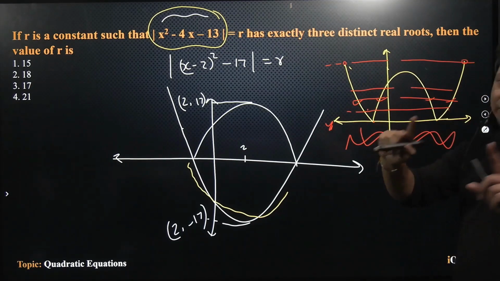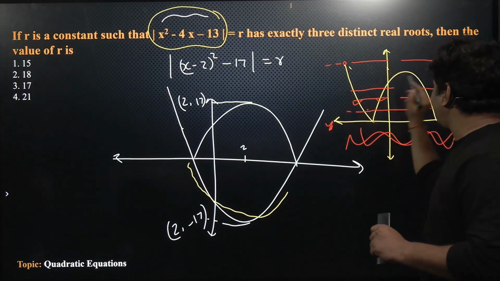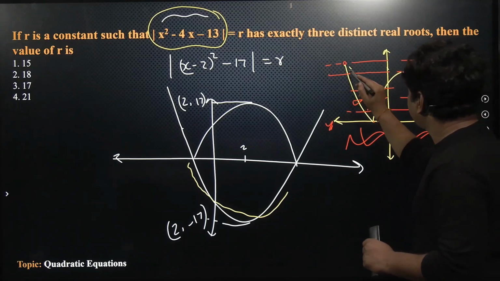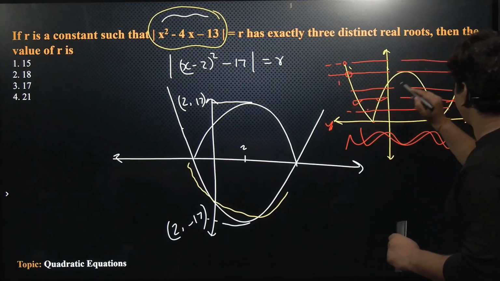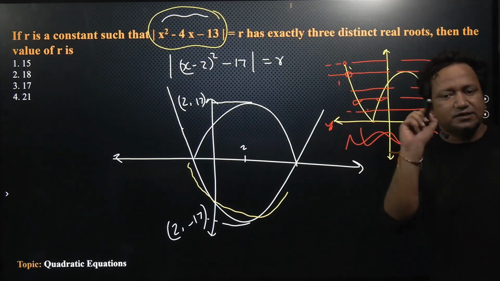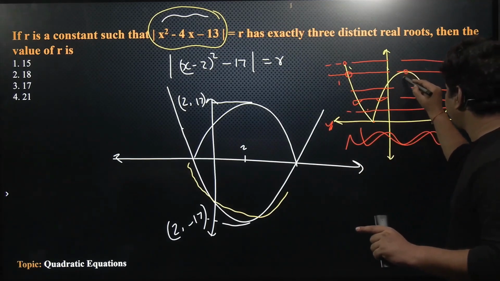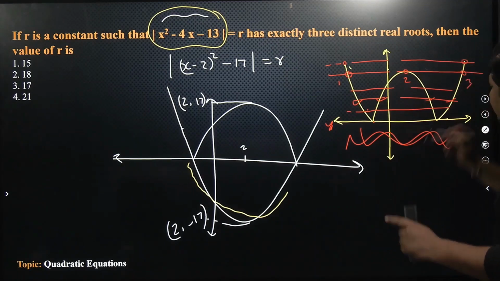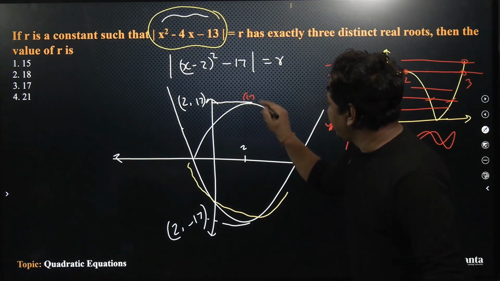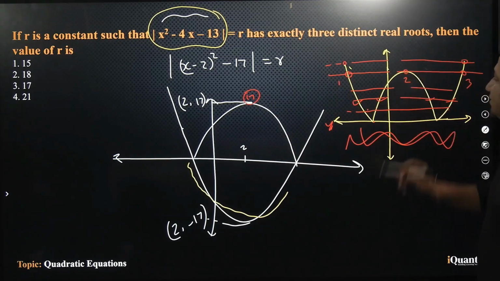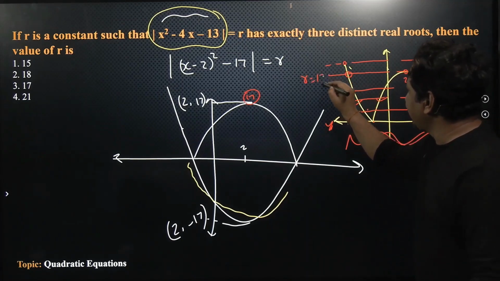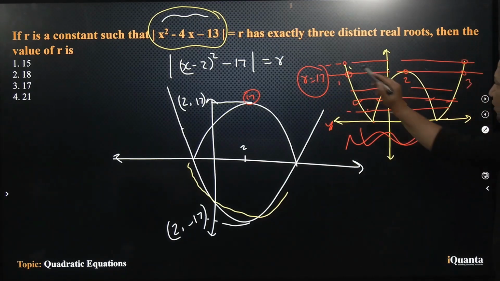The best line can be drawn over here, which touches the graph at this point, 1, and just at this point, not intersecting the entire curve, just touching the curve, that is point number 2, and this is point number 3. And as we know that this has shifted, and the value here is 17, that means this line can be called r is equal to 17. So when r is equal to 17, we are getting 1, 2, and 3 roots.